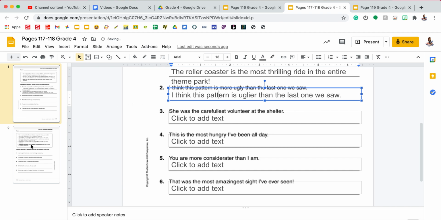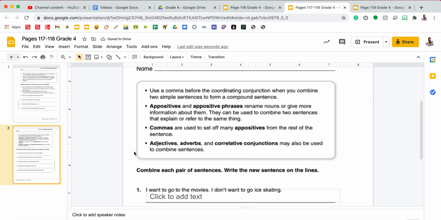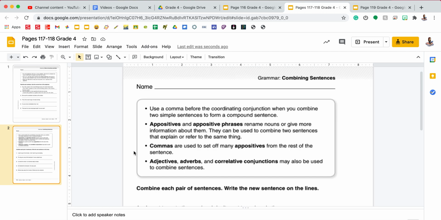You're also assigned page 118 on Tuesday. On this page, we're going to be combining sentences. So some rules. We use a comma before the coordinating conjunction when you combine two simple sentences to form a compound sentence. So remember, conjunctions are words like and, but, or, and I have to put a comma before that.